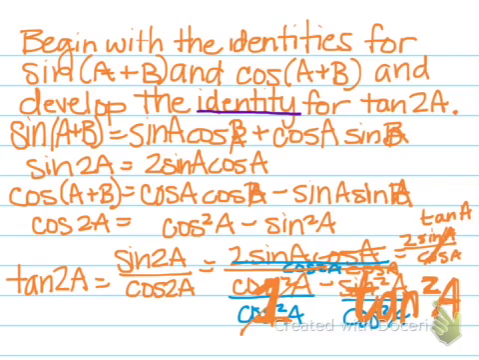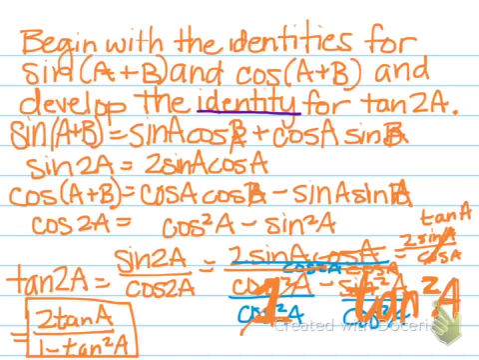So if I rewrite this whole thing, because it's kind of messy, I have 2 tangent a on the top and 1 minus tangent squared a on the bottom. And there's our identity for tangent 2a. So all of that is equal to tangent 2a.